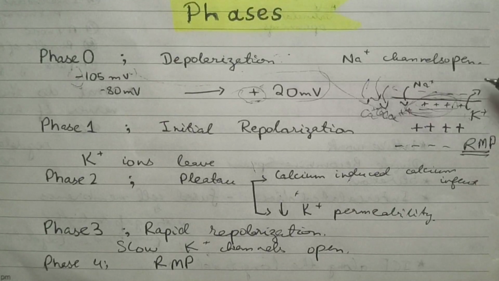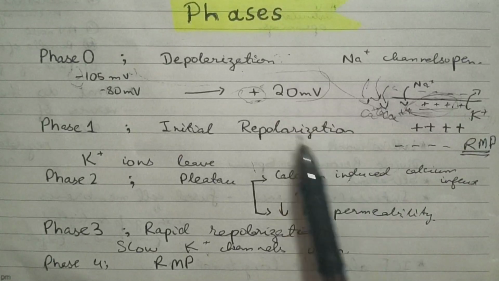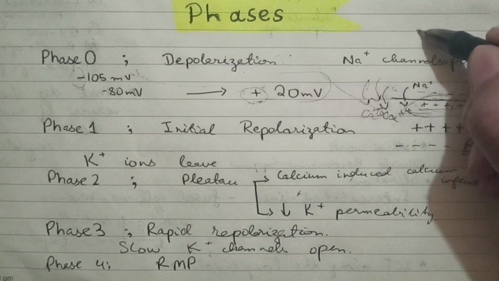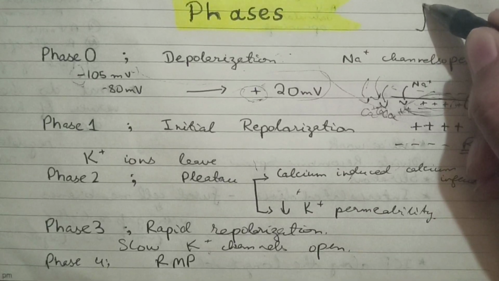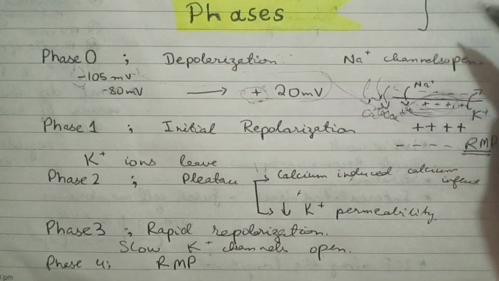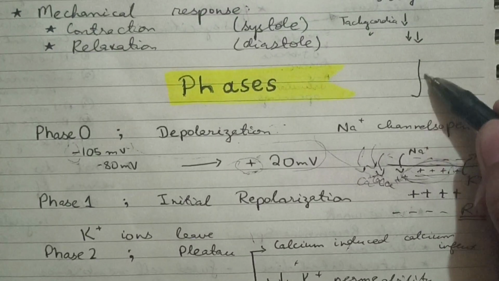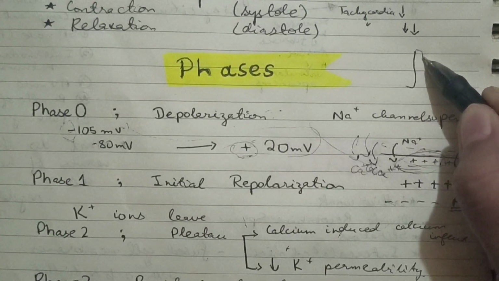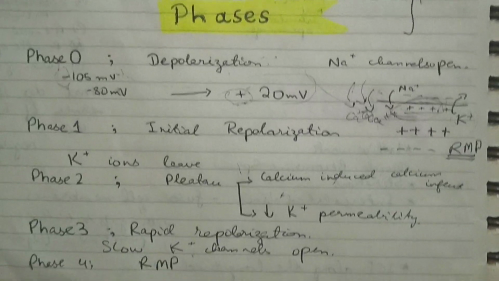There will be an initial efflux of potassium ions, and this initial efflux of potassium ions will result in a bit of repolarization. So there the graph will be phase 0. There was a huge influx of sodium, so there will be depolarization, and then there will be slight repolarization. After that, there will be calcium induced calcium influx.